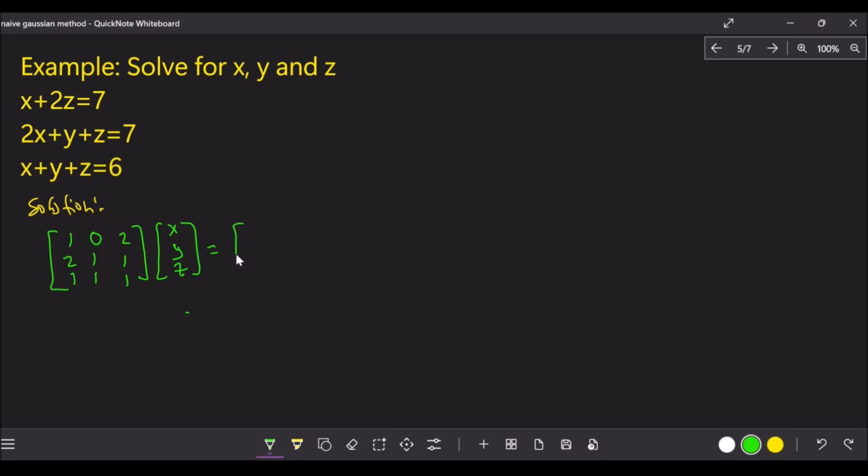And you have here 7, 7, and 6. Okay. Now we will do the augmented matrix, no, of A slash B. So you have 1, 2, 1, 0, 1, 1, 2, 1, 1. Then this will be 7, 7, and 6.